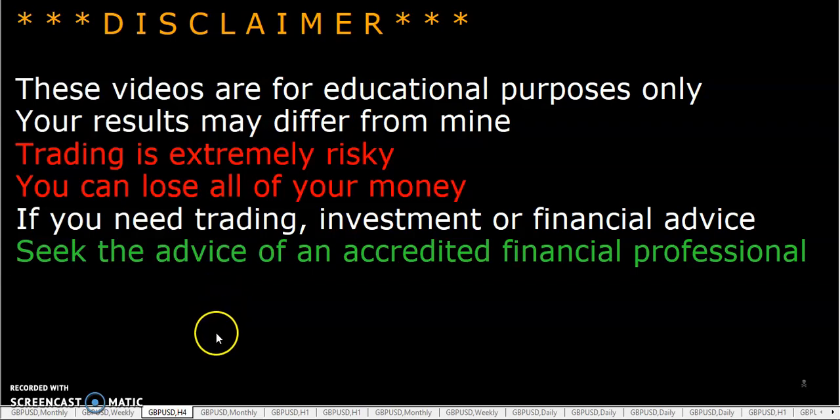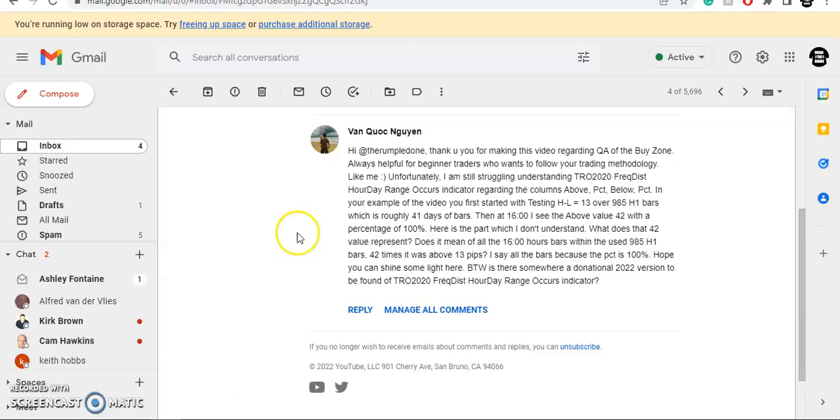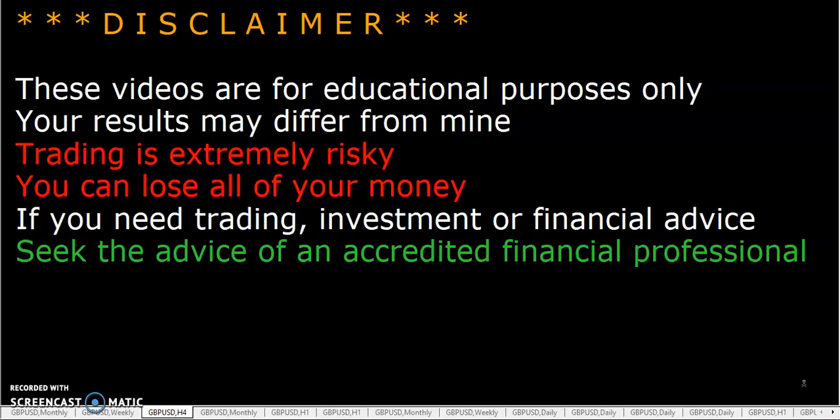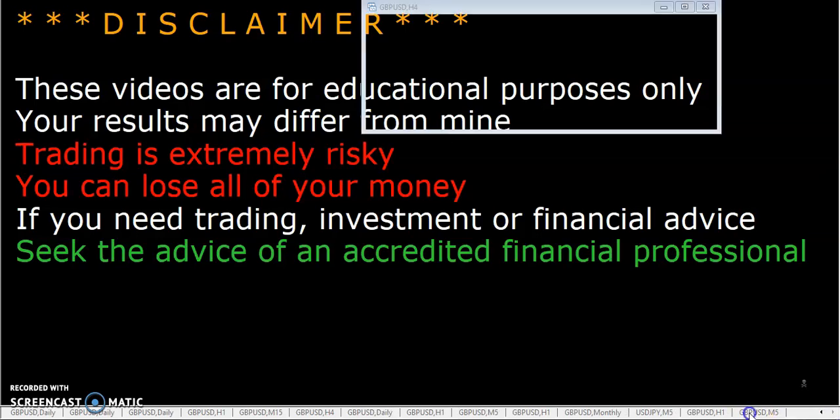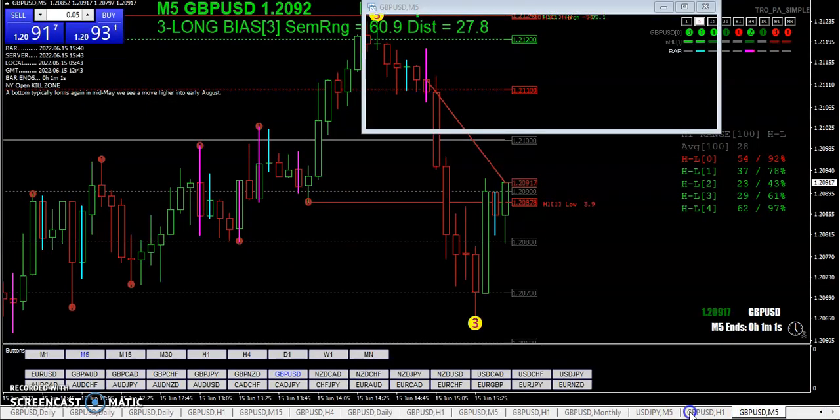I had a question from a trader. Let me show it to you. They're asking about the TRO 2020 frequency distribution hour-day range occurs indicator regarding the columns. I guess they don't understand what some of the values are. So let's go through those. And here we go.